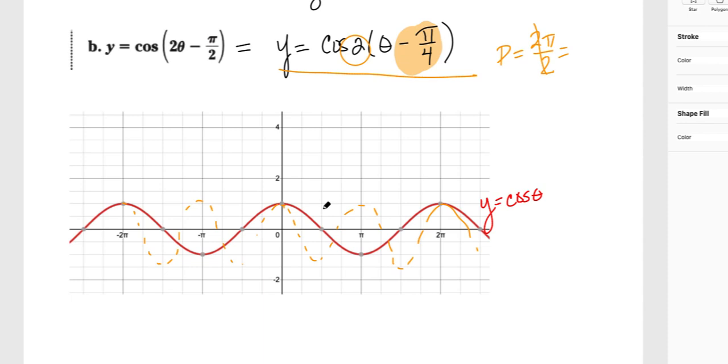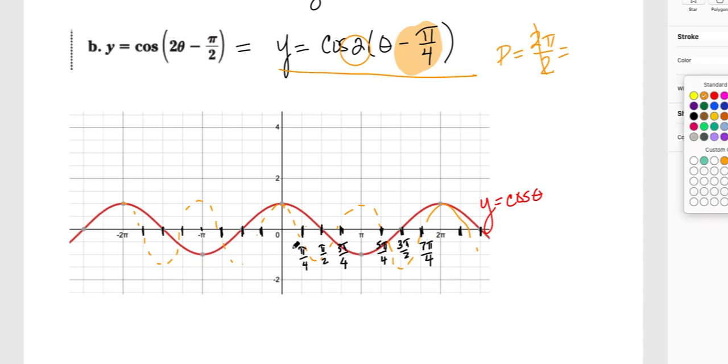But after I have this kind of change, I've got to consider this phase shift of everything happening at pi over 4. What would have happened at 0 is now going to happen at pi over 4. So everything is moving over pi over 4, a quarter of a pi of the way. I took a moment just to write out the pi over 4 markings so we can see the shift easier.